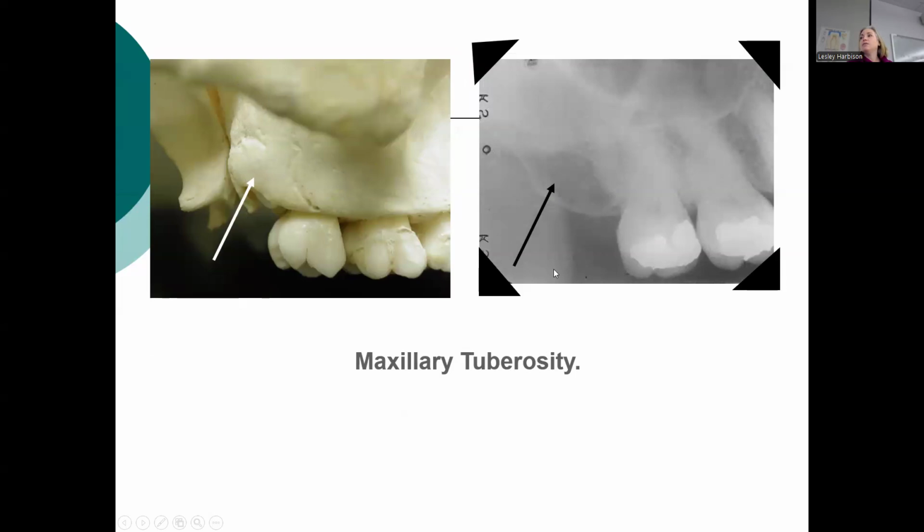Again, this kind of general radiopacity is picking up some distortion of the coronoid process. We have the maxillary tuberosity here. We have some of the zygomatic process here and the maxillary sinus here.